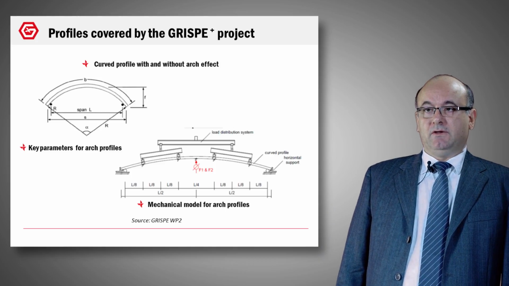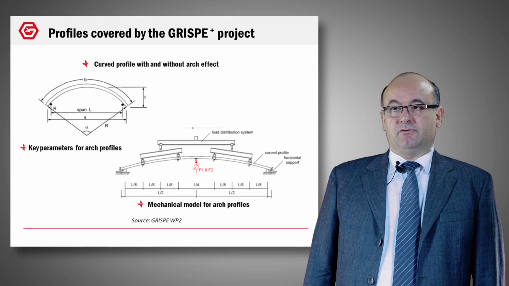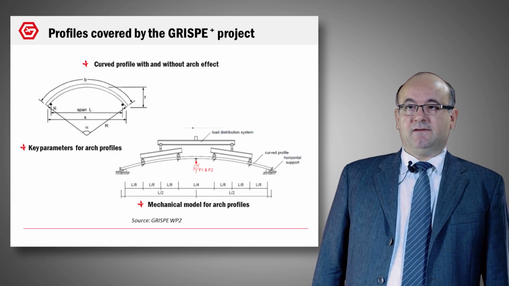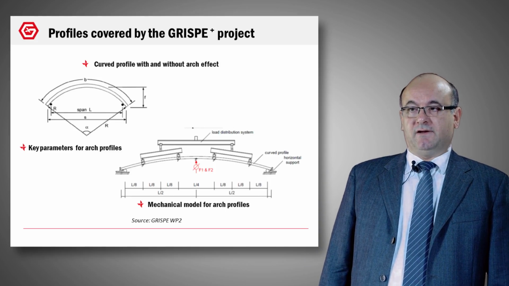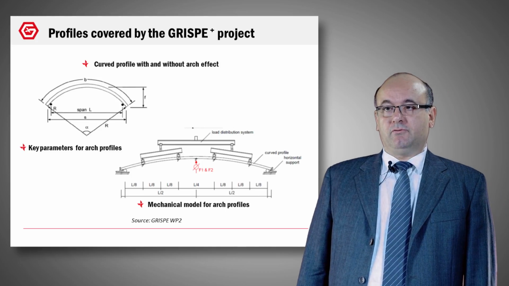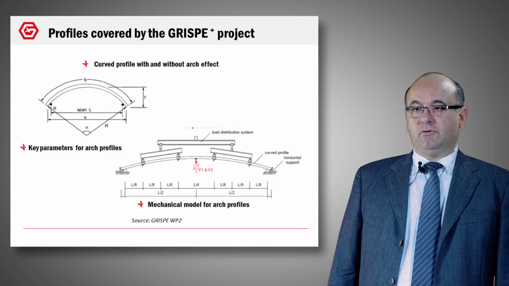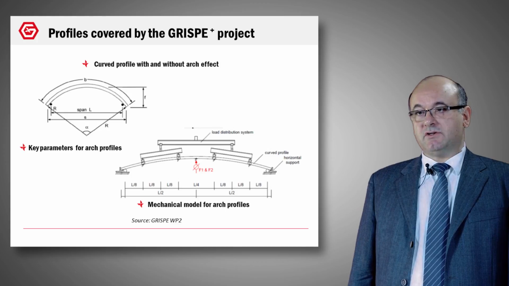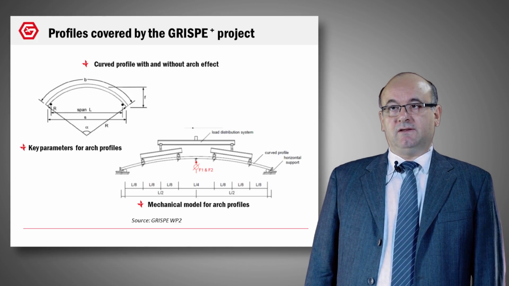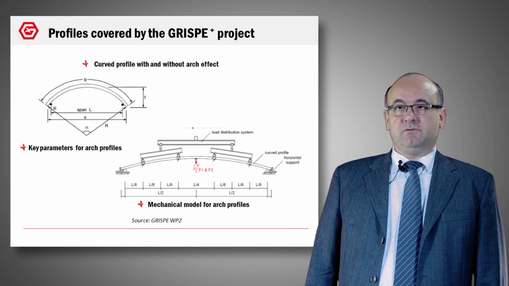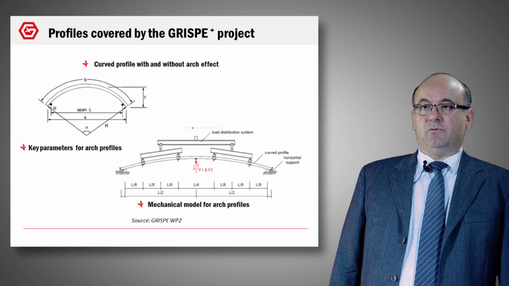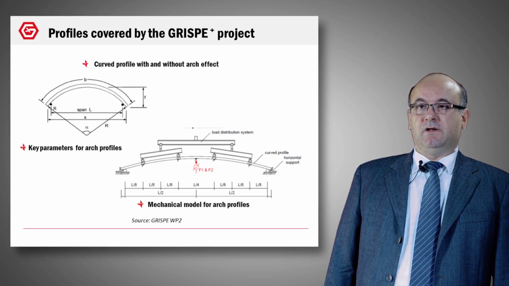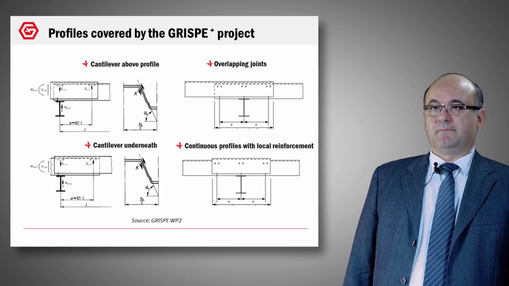Another solution: you pre-curve the profile in manufacture, and this profile is transported like that and put on the work site like that. And in function of the support, you can have a horizontal support or block support, you can have an arch effect or no arch effect, and no calculation method exists in the Eurocode. For these two categories, a new approach was defined and will be in the future in the Eurocode.